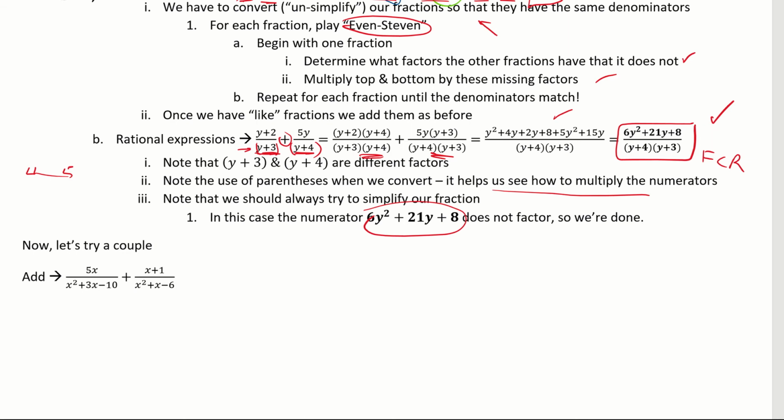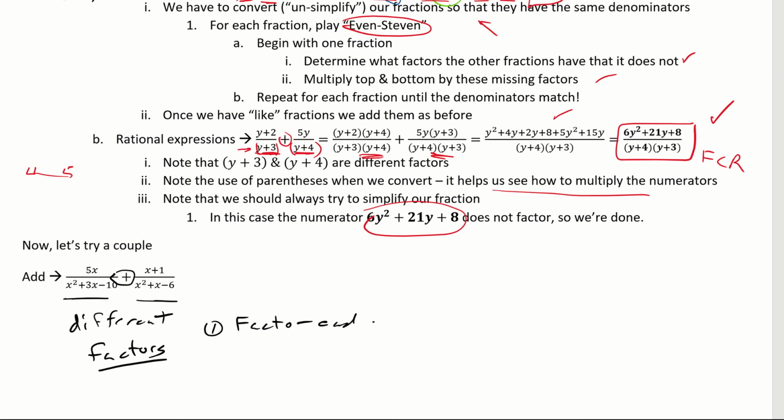So let's try a couple. All right, we are adding 5x over x squared plus 3x minus 10 plus x plus 1 over x squared plus x minus 6. Obviously, different factors. So the first thing we need to do is, number one, factor each denominator.